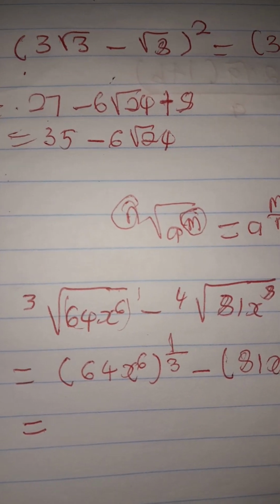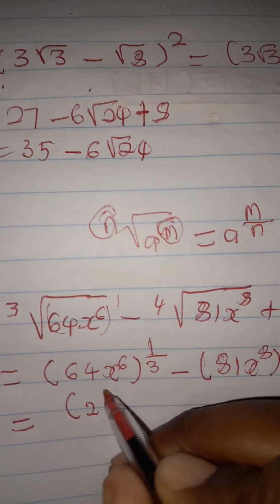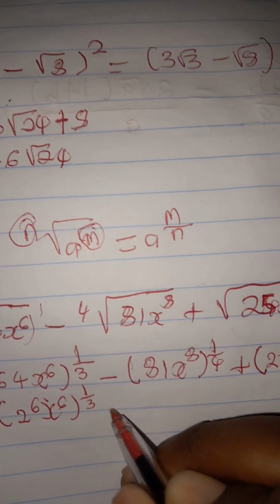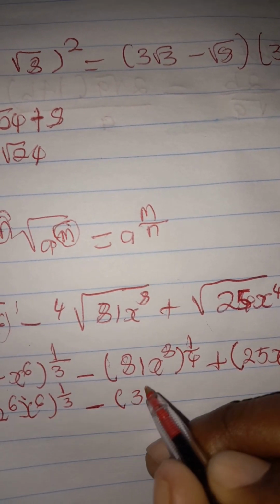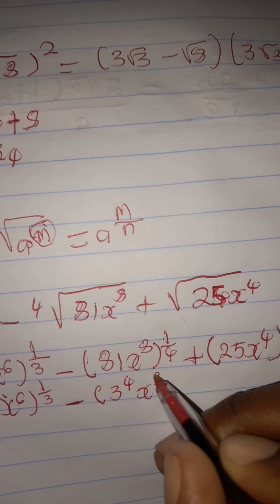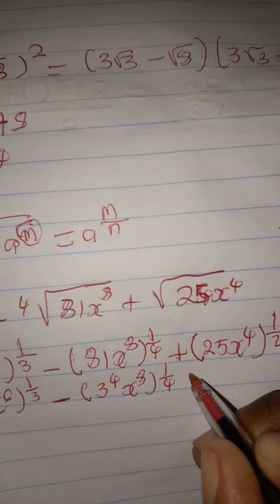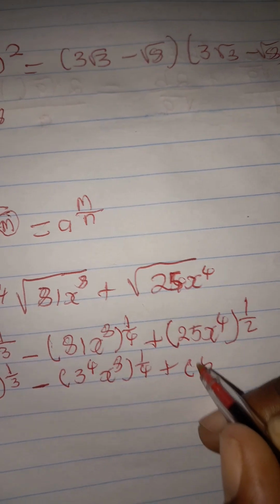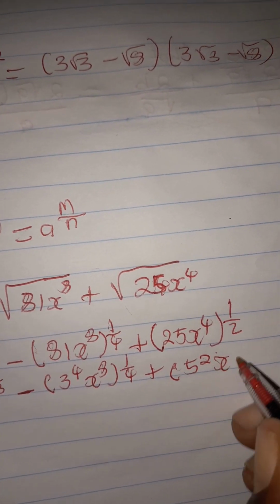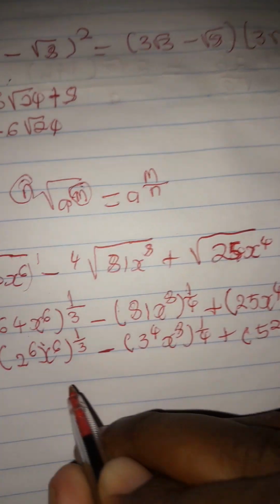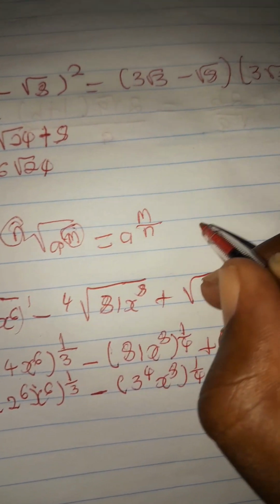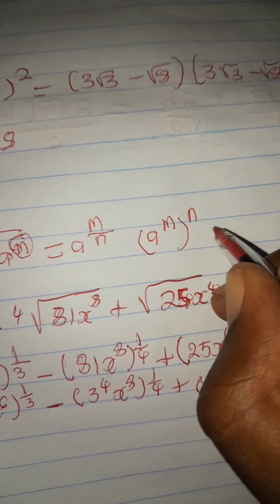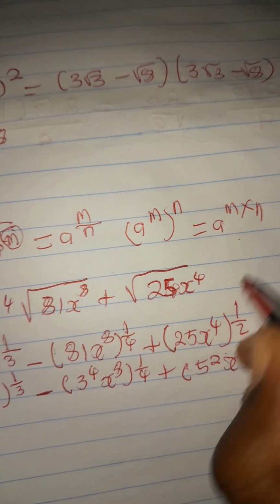As for 64, when you change it to exponential form, it will be 2 to the power of 6, x to the power of 6 there, and 1/3. Similar approach here, we are going to have 3 all over 4, x to the power of 8, 1 over 4. Then similar case here, we're going to have 5 to the power of 2, x to the power of 4, all powered by half. Then using our law of exponents that says an exponent multiplies the power, we are going to have m times n. You're going to use this law, right?